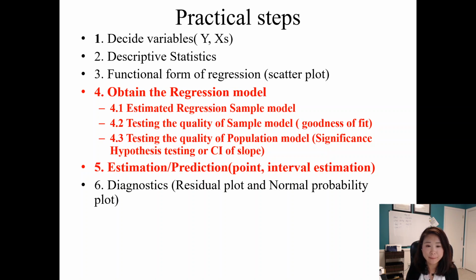In this chapter 15, similar to chapter 14, we only focus on steps 4 and 5. We're going to look at how to obtain the multiple regression model, and we're still going to go through 3 sub-steps: estimate the regression sample model, then test the quality of the sample model, and then test the quality of the population model. After that, we can prove whether we have a good model that can be used for prediction. If that's the case, we can move on to step 5 and use the model to do the forecasting and estimation. So in chapter 15, we're going to look at steps 4 and 5.